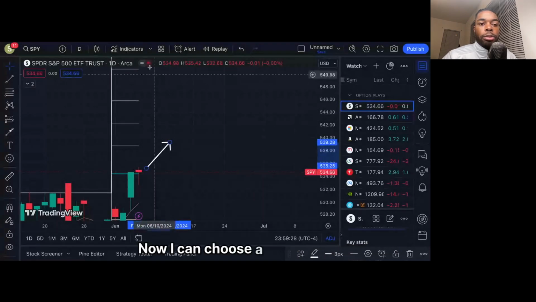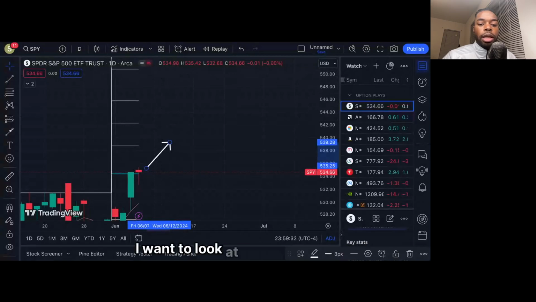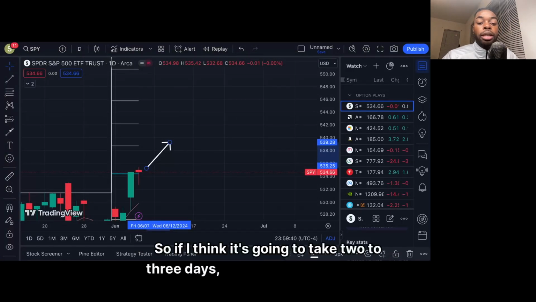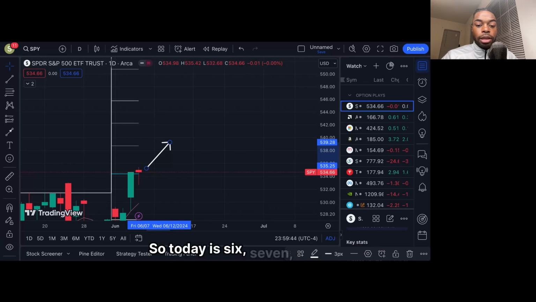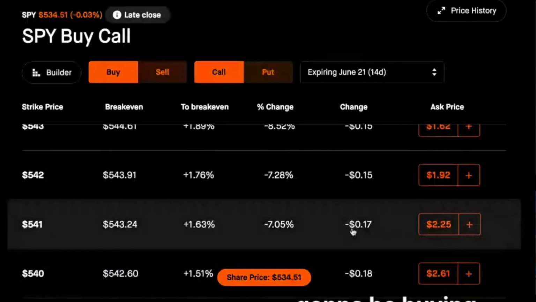Now, I can choose a pretty far out strike, but I don't want to be too far out where I'm not making any money. I want to look at my contract price to delta ratio. So if I think it's going to take 2 to 3 days, I'll usually do 2 to 3 weeks out. So today is 6/7, so 6/14, 6/21. So you could do 6/14 or 6/21. I'm probably going to choose the 6/21. I'm going to be buying calls here.